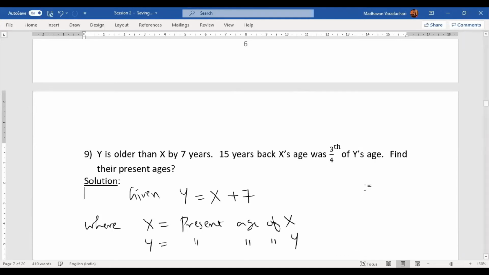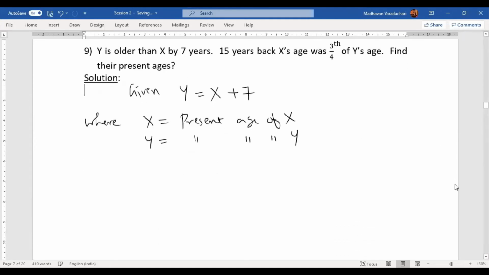Okay, now 15 years back, so I can say, given, or this can be rewritten as minus x plus y equal to 7. Call this equation 1. Okay. I'm taking this x to the left side. That is why it is becoming negative. Minus x plus y equal to 7. I'm keeping that as equation 1.